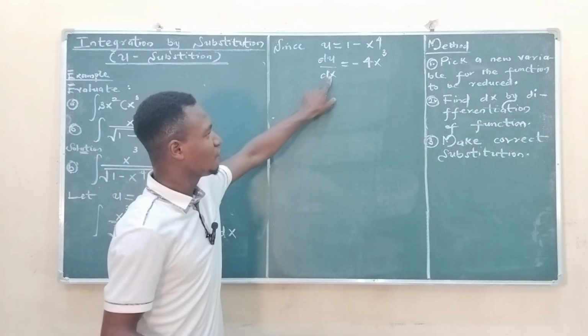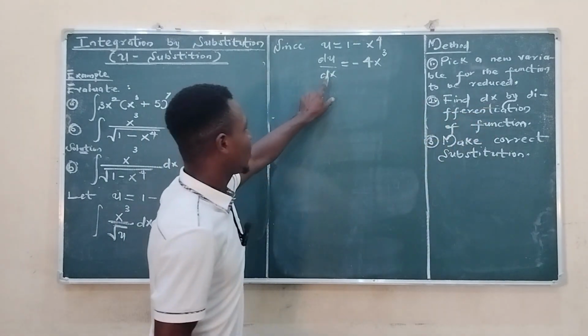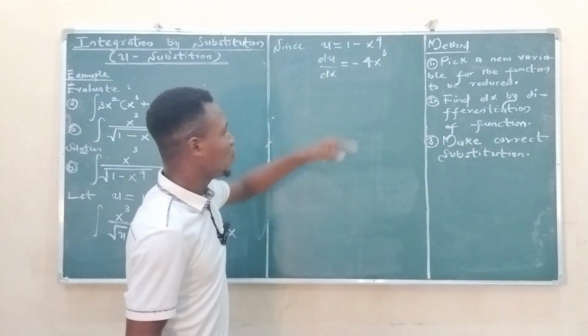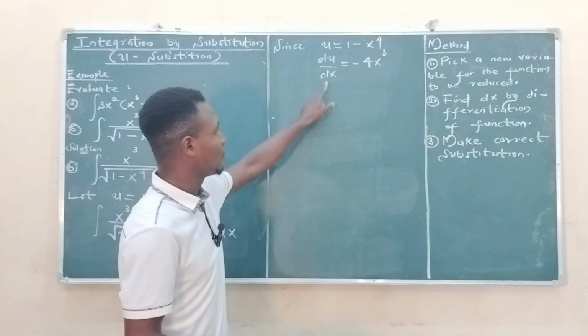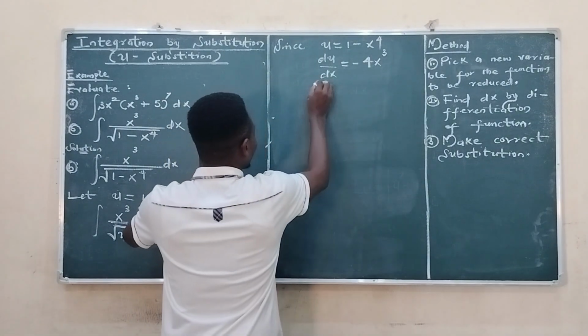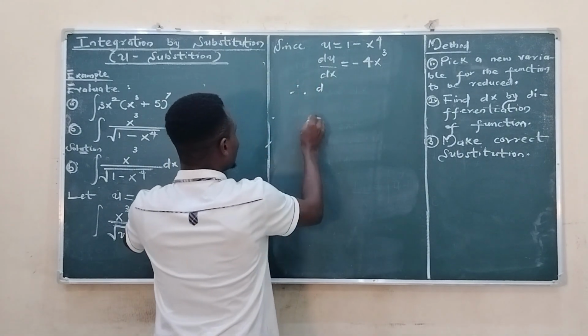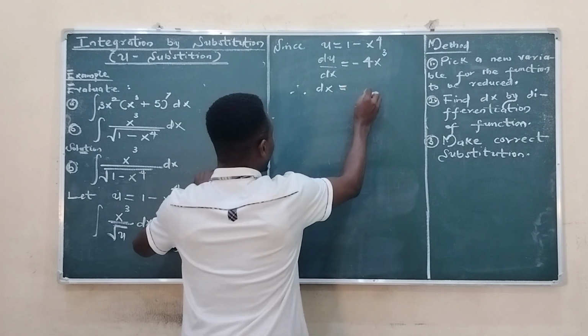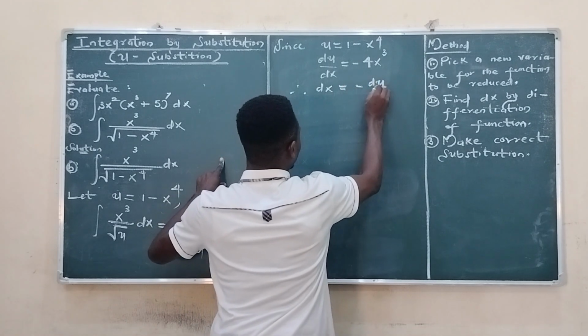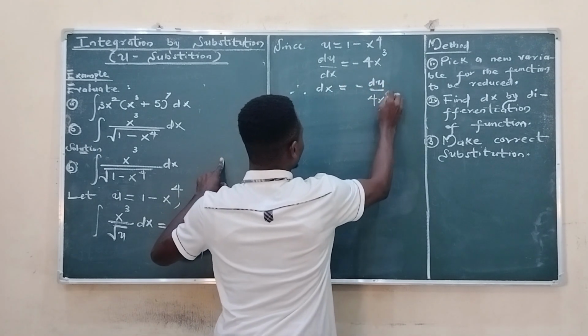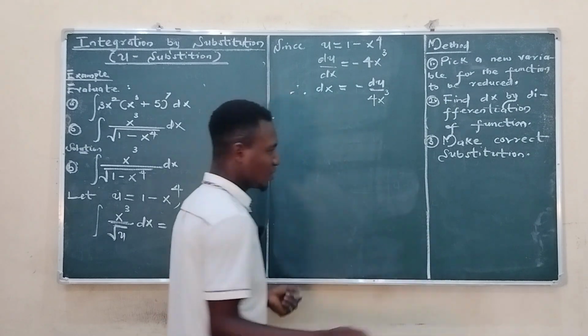So since we are looking for the dx, we have to make dx the subject of the formula. When we make it the subject of the formula for this, we should have that the value of our dx is equal to minus du all over 4x raised to the power of 3. So this is it now.